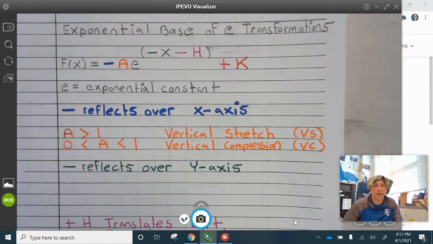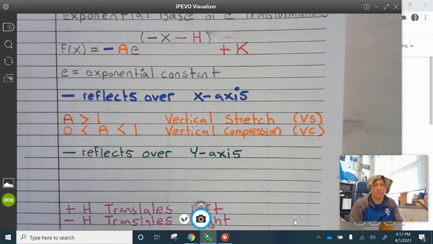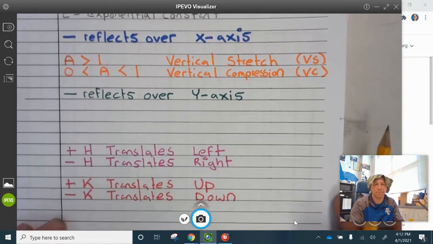When there is a negative in front of the a, it reflects over the x-axis. When a is greater than 1, it's a vertical stretch. When a is greater than 0 but less than 1, it's a vertical compression. When the negative is in front of the x inside the parentheses, it reflects over the y-axis.